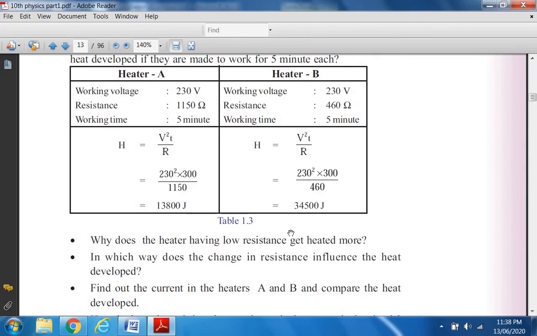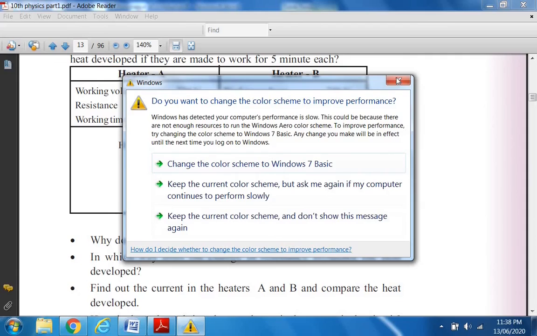Next, in which way does the change in resistance influence the heat developed? I already discussed it. When the resistance is low, then the current is high. If the current is high, the heat produced is high, and vice versa. Find the current in the heaters A and B and compare the heat developed.